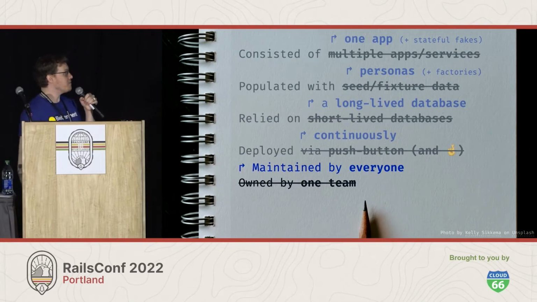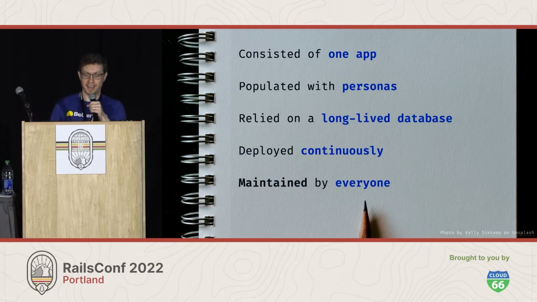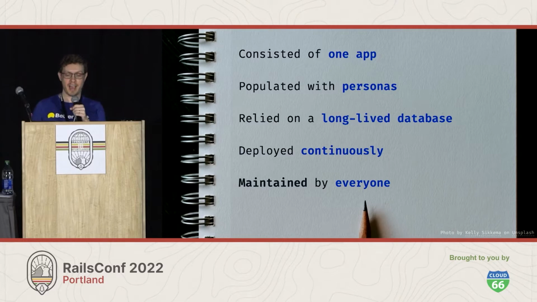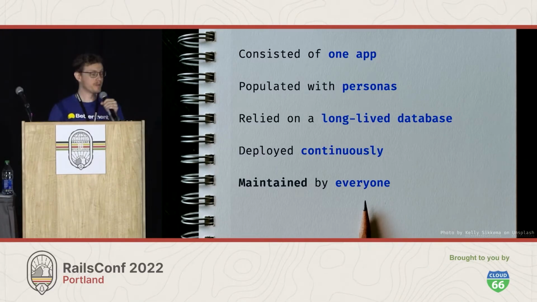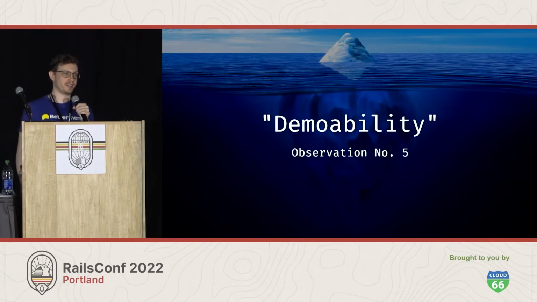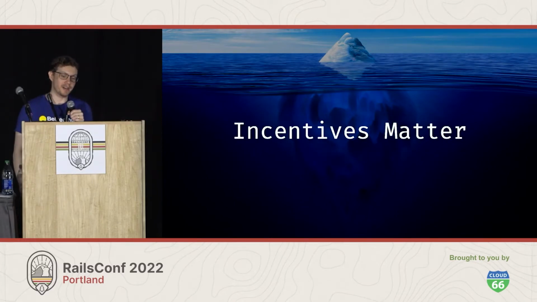And so this list has gotten kind of messy, so let's just rewrite it. And there we go. That's our demo environment 2.0, an isolated app centered around personas, utilizing a long-lived database and deployed continuously. And as a result of all of the tools that we use in our day-to-day work, it was maintained by everyone. And that leads into our final observation, which is simply that incentives matter.